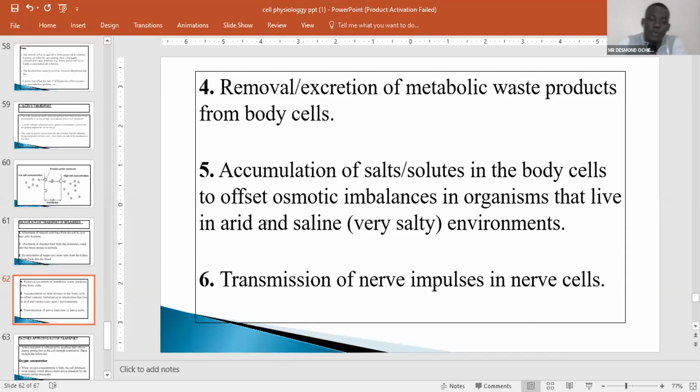And then number 6, we have transmission of nerve impulses in the nerve cells. That is also aided by active transport. So there is active transport where there is transmission of nerve impulses in the nerve cells. This is a topic in Form 4, but just mention the points.